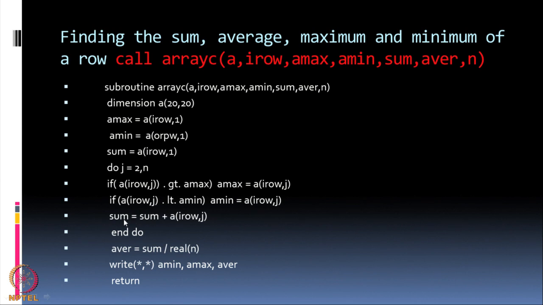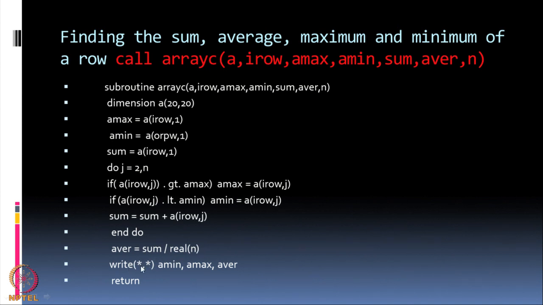And since I also want a sum, I have made sum equal to sum plus a row comma j. So, whatever are the elements of that row, I have added them all into a variable called sum, and at the end of the do loop, sum has the sum of all the elements of that array, a min is the smallest value, a max is the largest value, and I also calculate the average: average is equal to sum by real value of n. Remember, your n is an integer. So, when I divide, I want to divide a real number by a real number. So, I have called it average is equal to sum by real n.